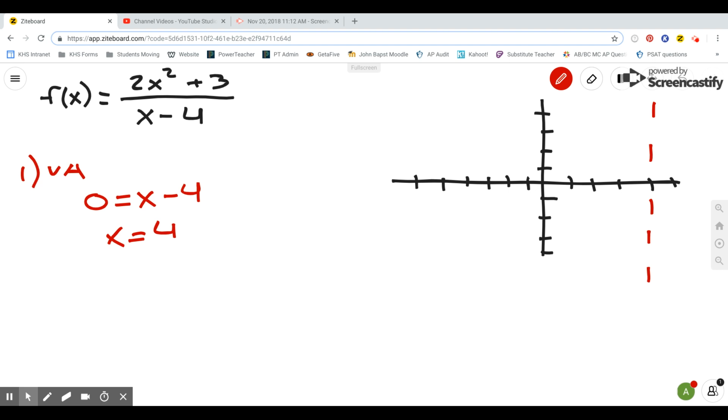Again, its multiplicity is 1. Its degree is odd, so I know that around the vertical asymptote, we are going to be going in opposite directions, not the same direction.